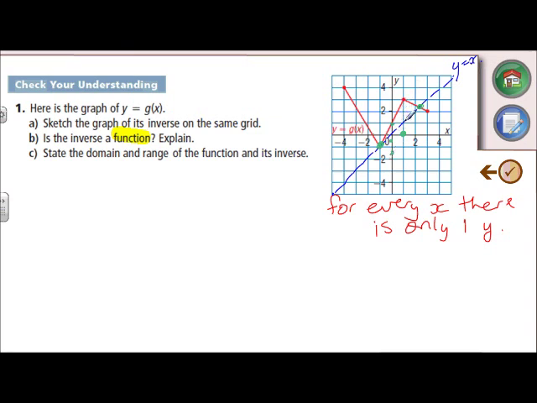Let's take some of those other points that we know. Switch the x and the y values. 1, 3 is going to be 3, 1. And we know this point over here. Negative 4, 4 is going to become 4, negative 4. Switch the x and the y. And now we start connecting all of the points.